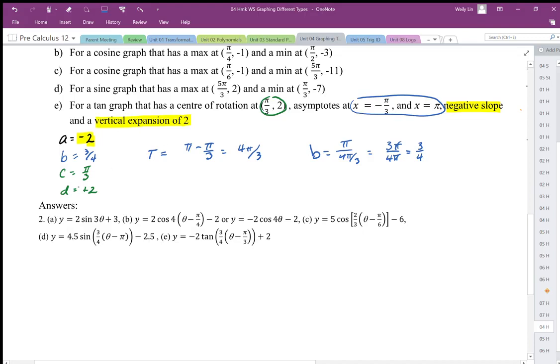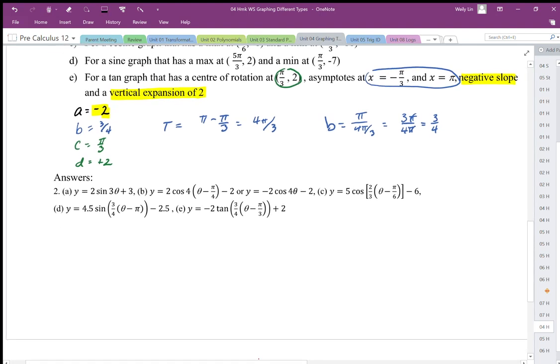The center of rotation gives us our c and d, so we have our horizontal and vertical shifts. We have all the parts to be able to write the function. So the function works out to be y equals negative 2 tan. We have a b value of 3 over 4, our horizontal shift works out to be pi over 3, and our vertical shift is plus 2.